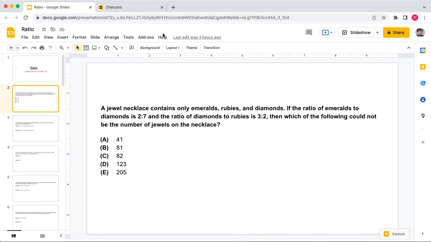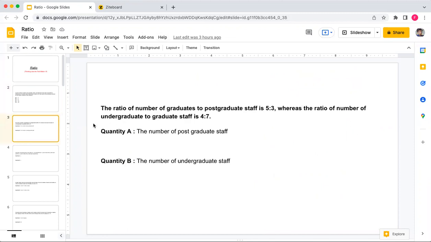Okay. Again, a question of the same nature. Just quickly solve this question. And now try to solve it visually instead of calculating.